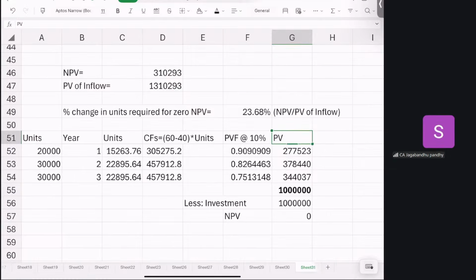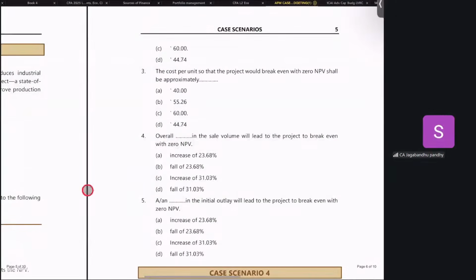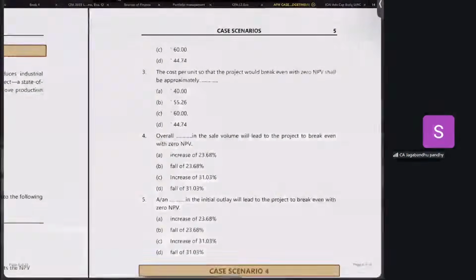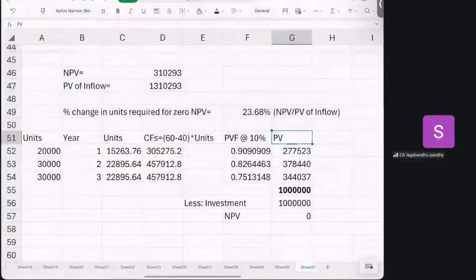Okay, so the correct option over here is option B. Fall of 23.68. Okay. Then, fifth question.